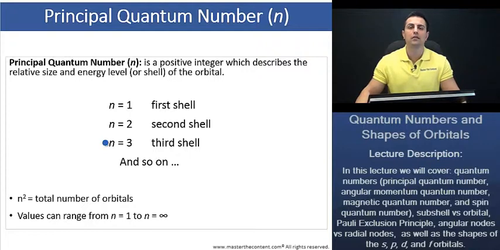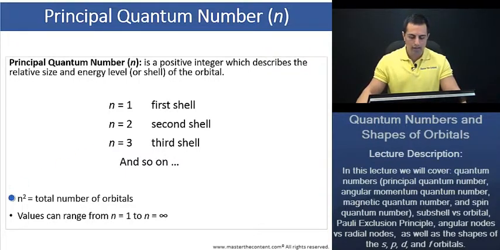And what I mean by that is, if we take an s orbital, for example, in the second energy level, that will be larger than an s orbital in the first energy level. And thirdly, as n increases, so does the size of the atoms as well. And we'll see an example of that shortly.